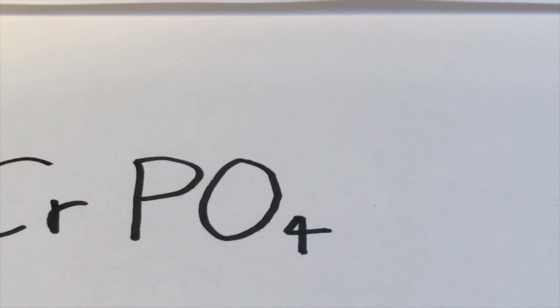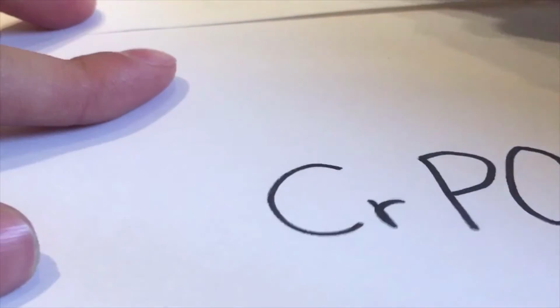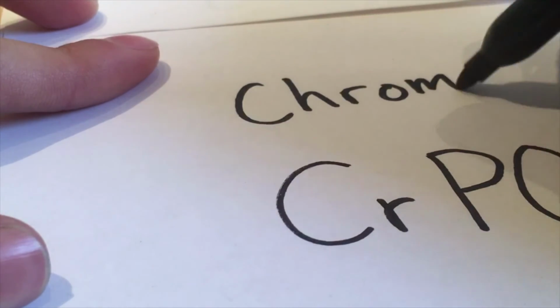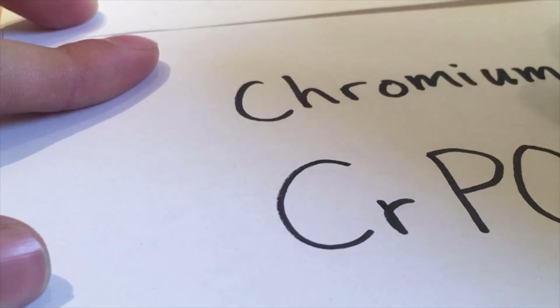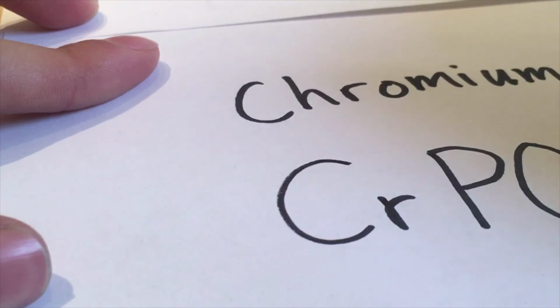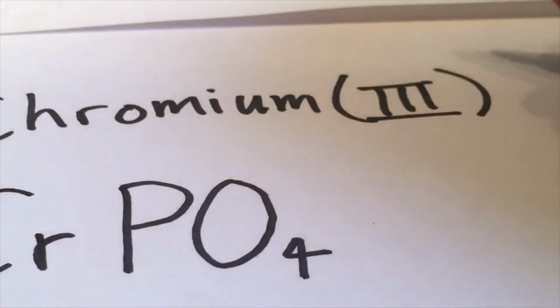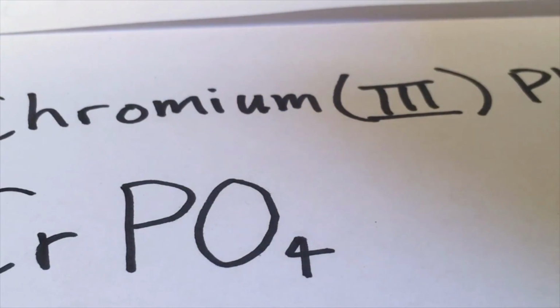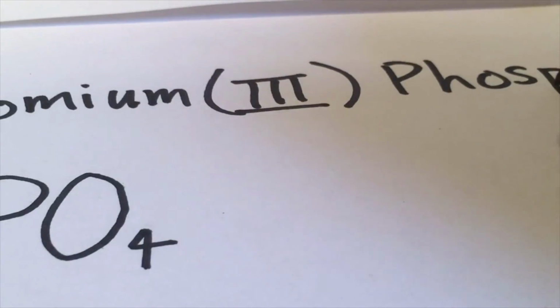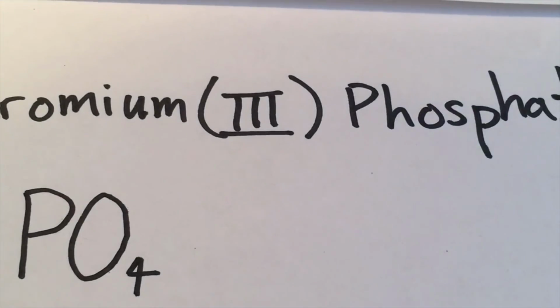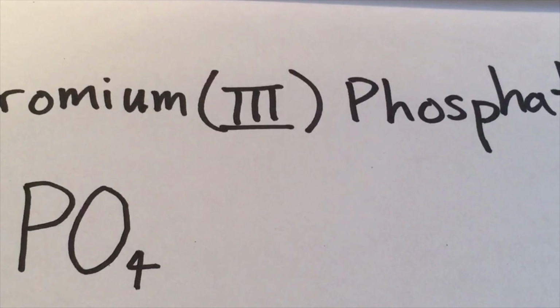That's why in the case of naming this formula, we must determine that we are using chromium 3 in the compound instead of chromium 2. So we would then name it like this, and then write phosphate normally. As a result, we can name this compound chromium 3 phosphate.